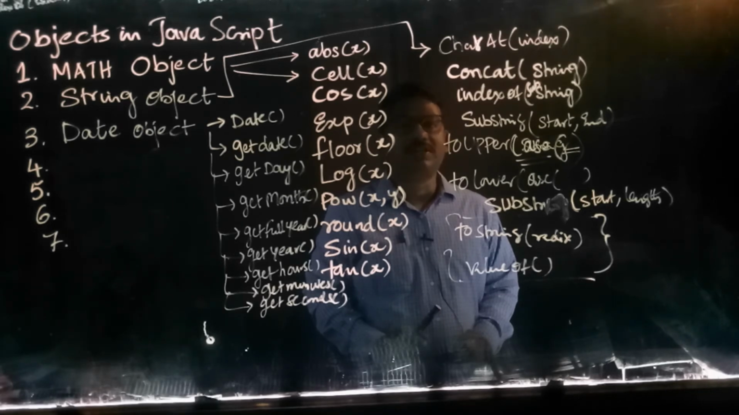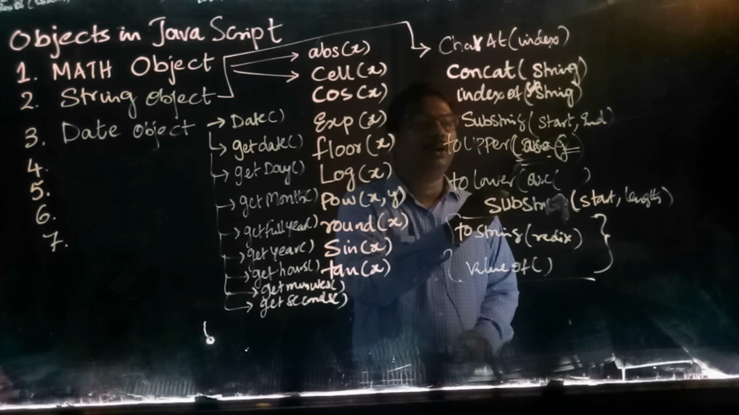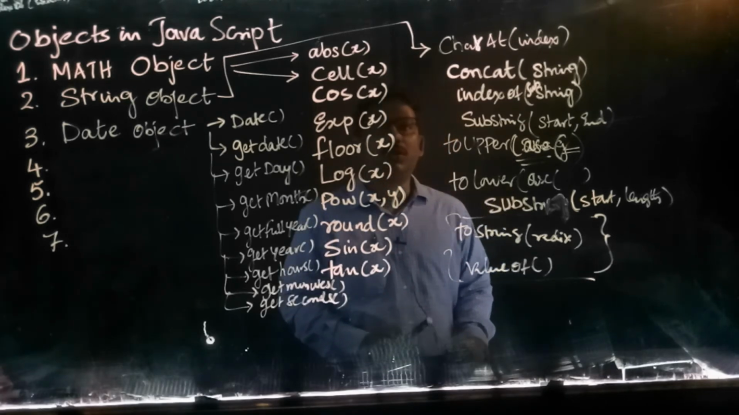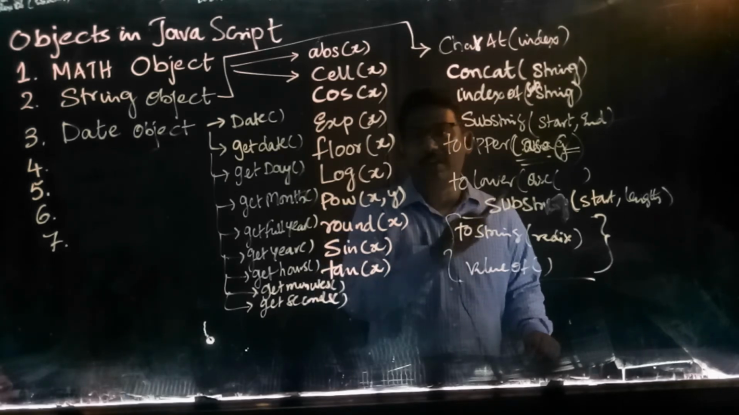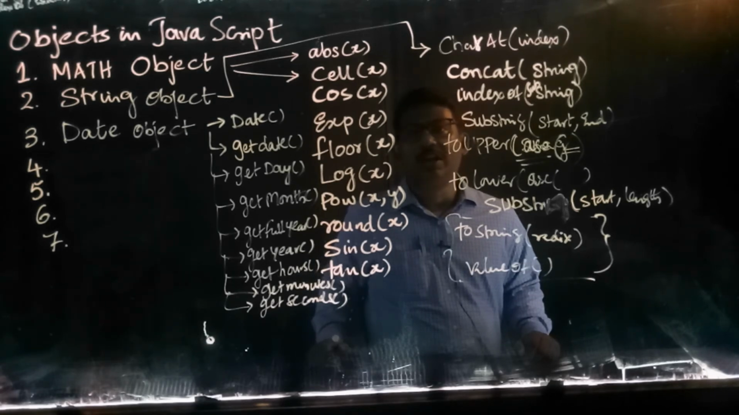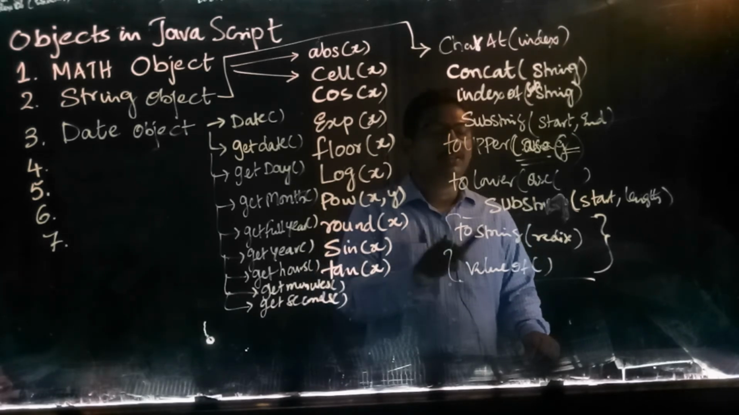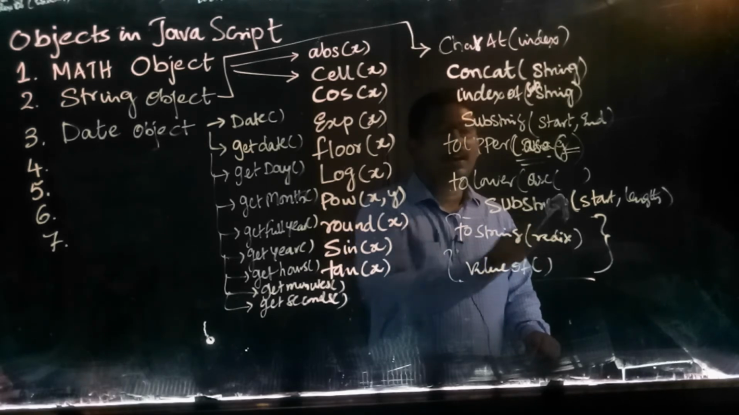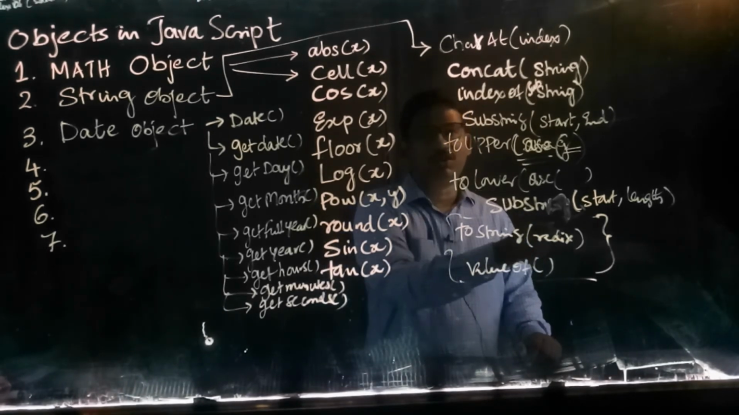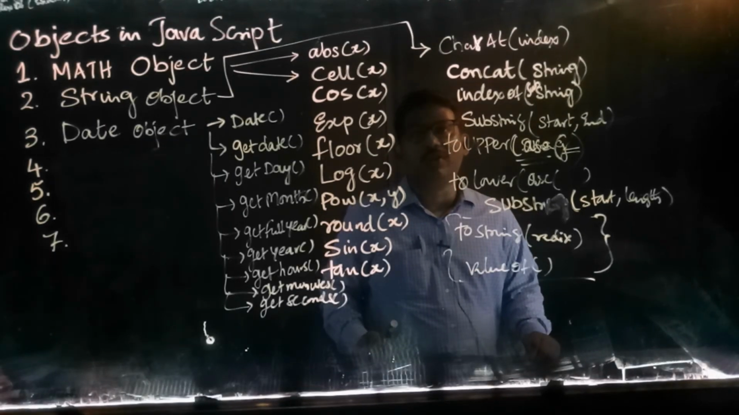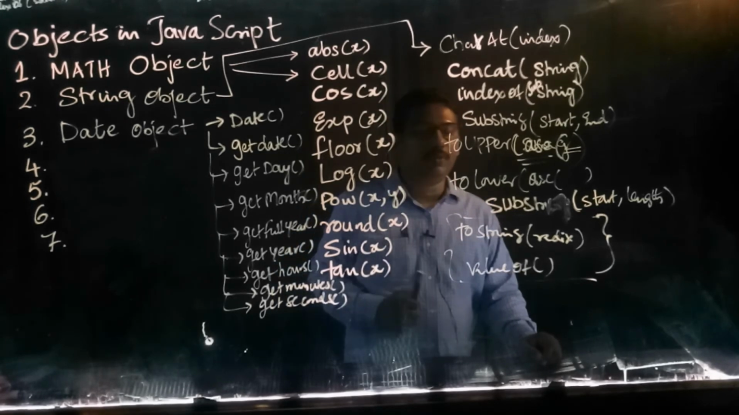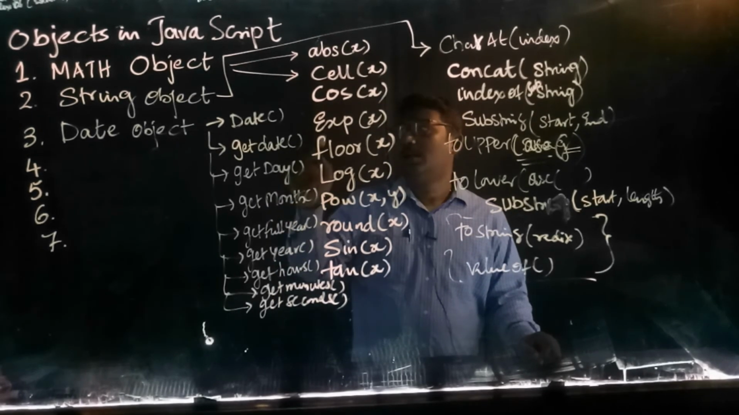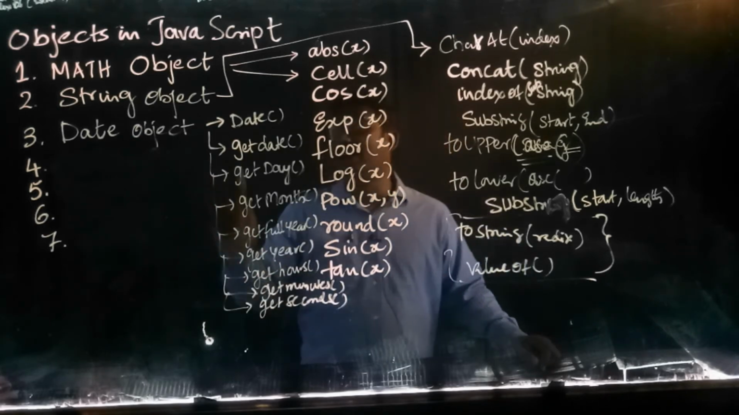Then toUpperCase will convert whatever the string is into uppercase, and toLowerCase will convert whatever the string is to lowercase. Then substr with start and length: if you give the starting position and the length of the string, it will cut up to that and give you the substring. So this is all about the string functions. Then comes the date object.